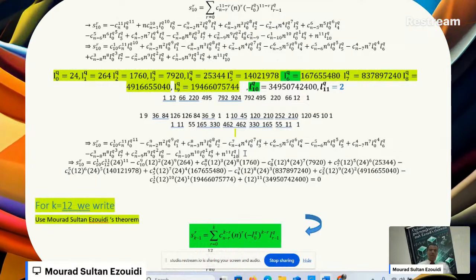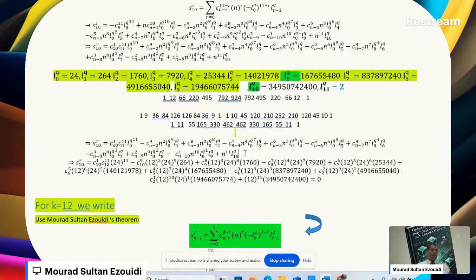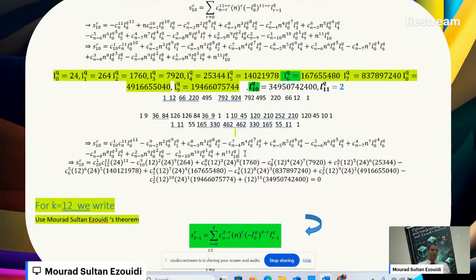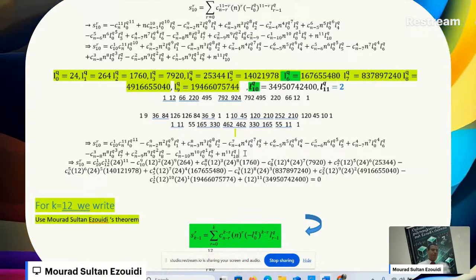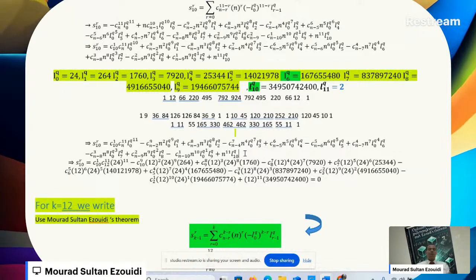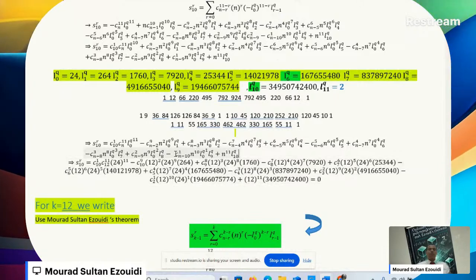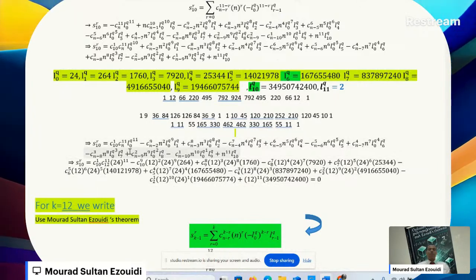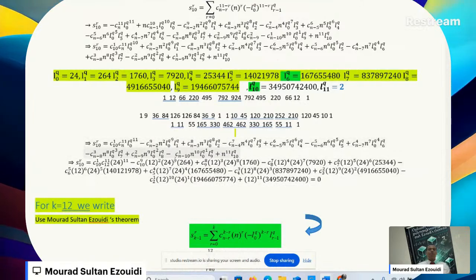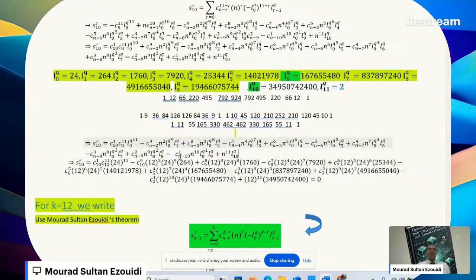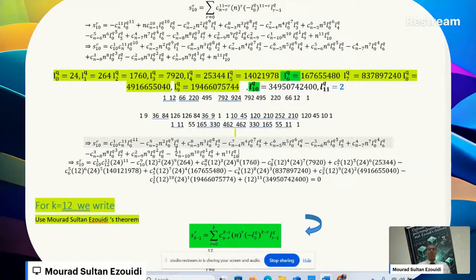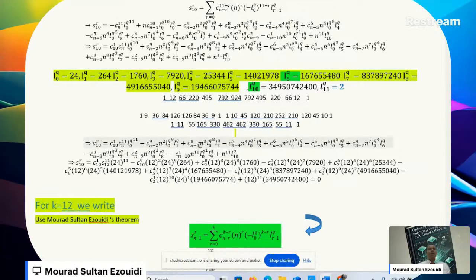So here we told that professors, I'm going to figure out the value of S10. I'm going to dive into this formula. This formula is generalized for any n-degree equation.